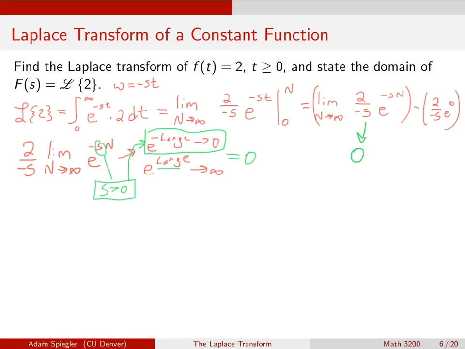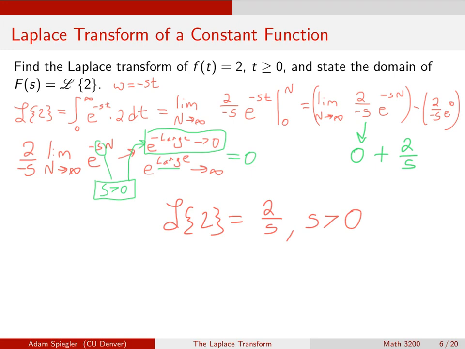this part is going to go to 0, and over here we get minus a minus 2 over s. So there we go, there's our first Laplace transform. We just found that the Laplace transform of the function 2 is equal to 2 over s. And the domain here is going to be s bigger than 0. As long as s was positive, then the piece where n was going to infinity would converge to 0, and that overall makes our improper integral converge.